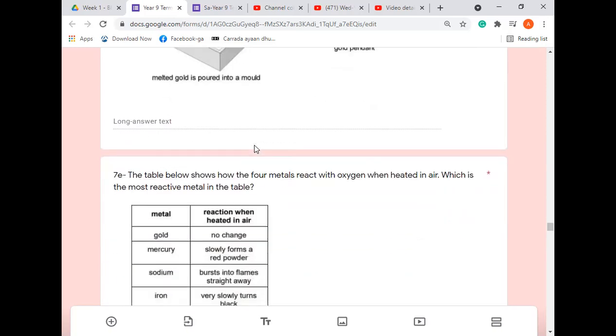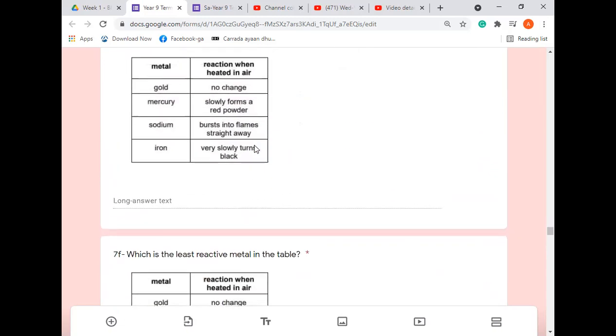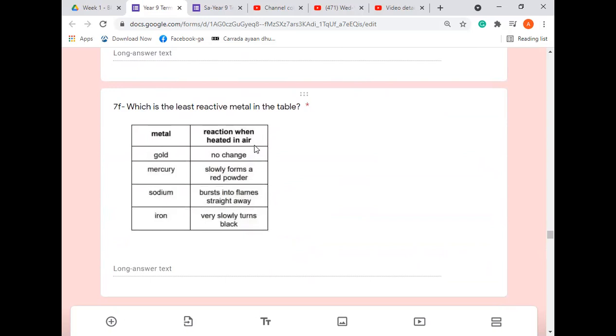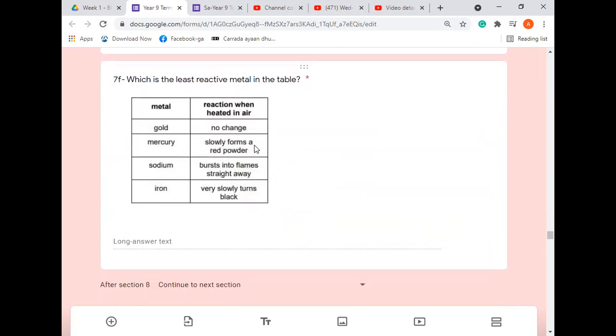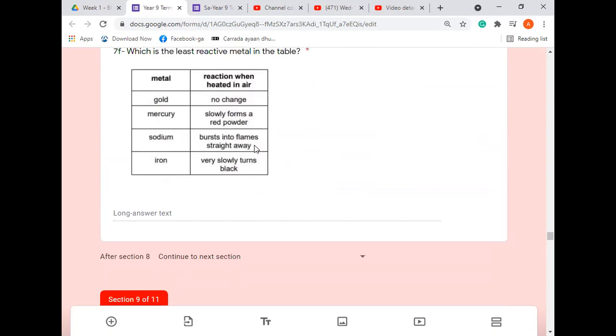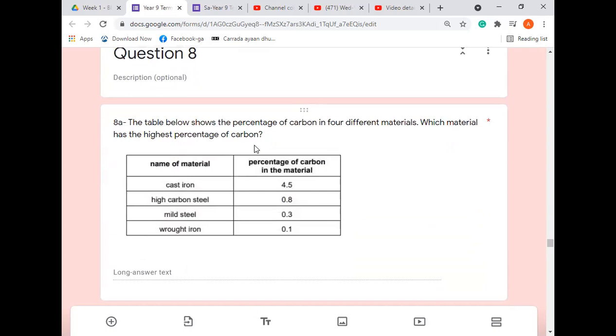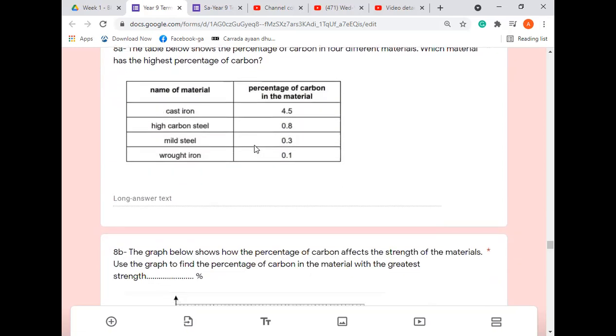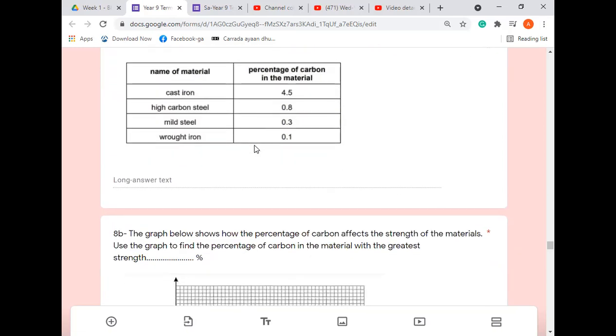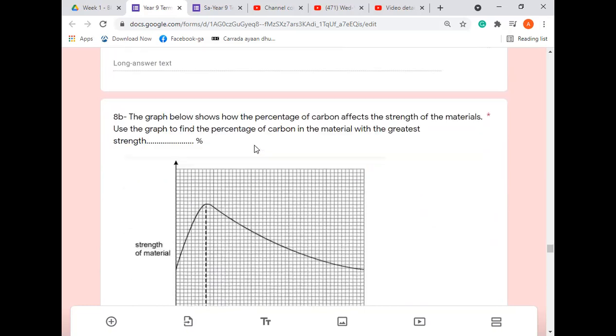The table below shows how the four metals react with oxygen when heated in air. Which is the most reactive metal in the table? Question 7f, which is the least reactive metal in the table according to the reaction when it's heated in the air? Question 8a, the table below shows the percentage of carbon in 4 different materials. Which material has the highest percentage carbon? So you have the percentage of carbon in the materials. So that's 4.5, 0.8, 0.3, 1, 0.1.